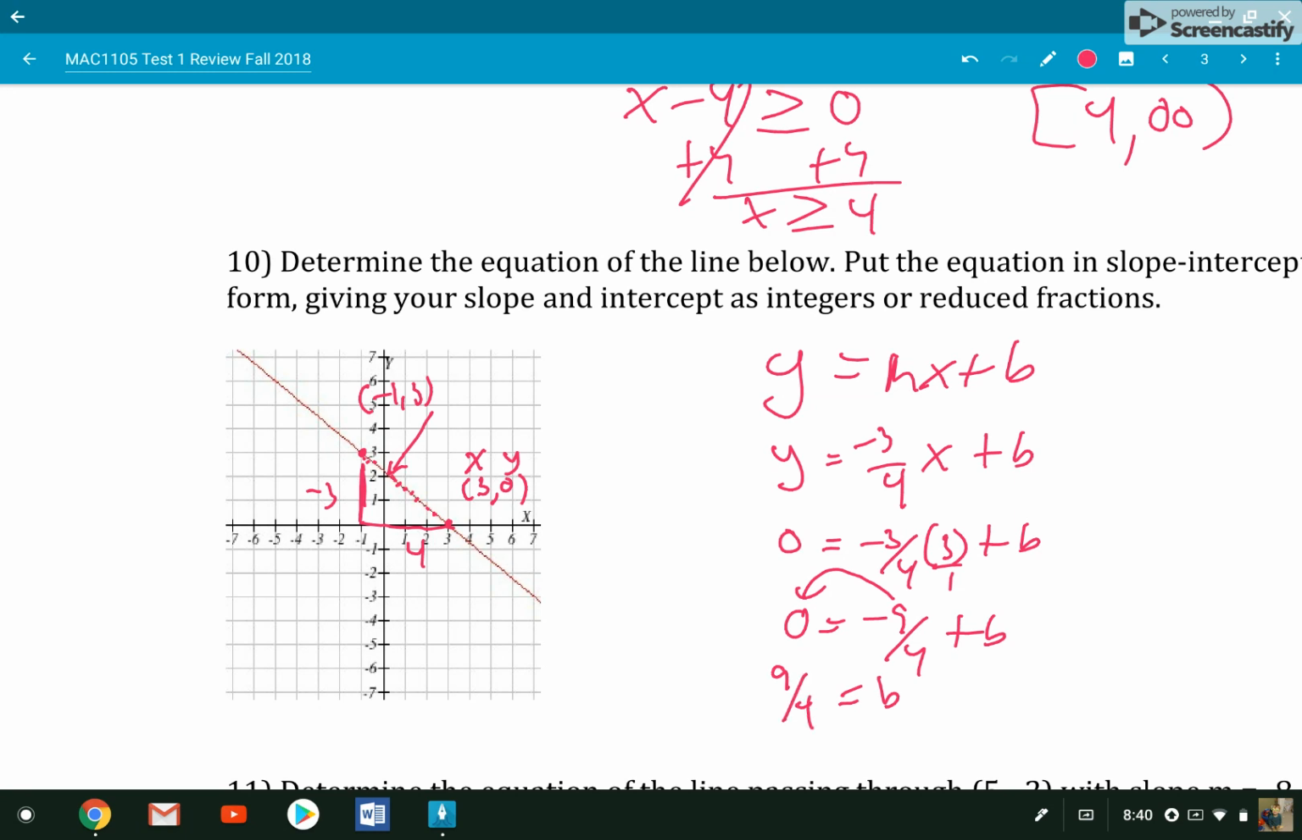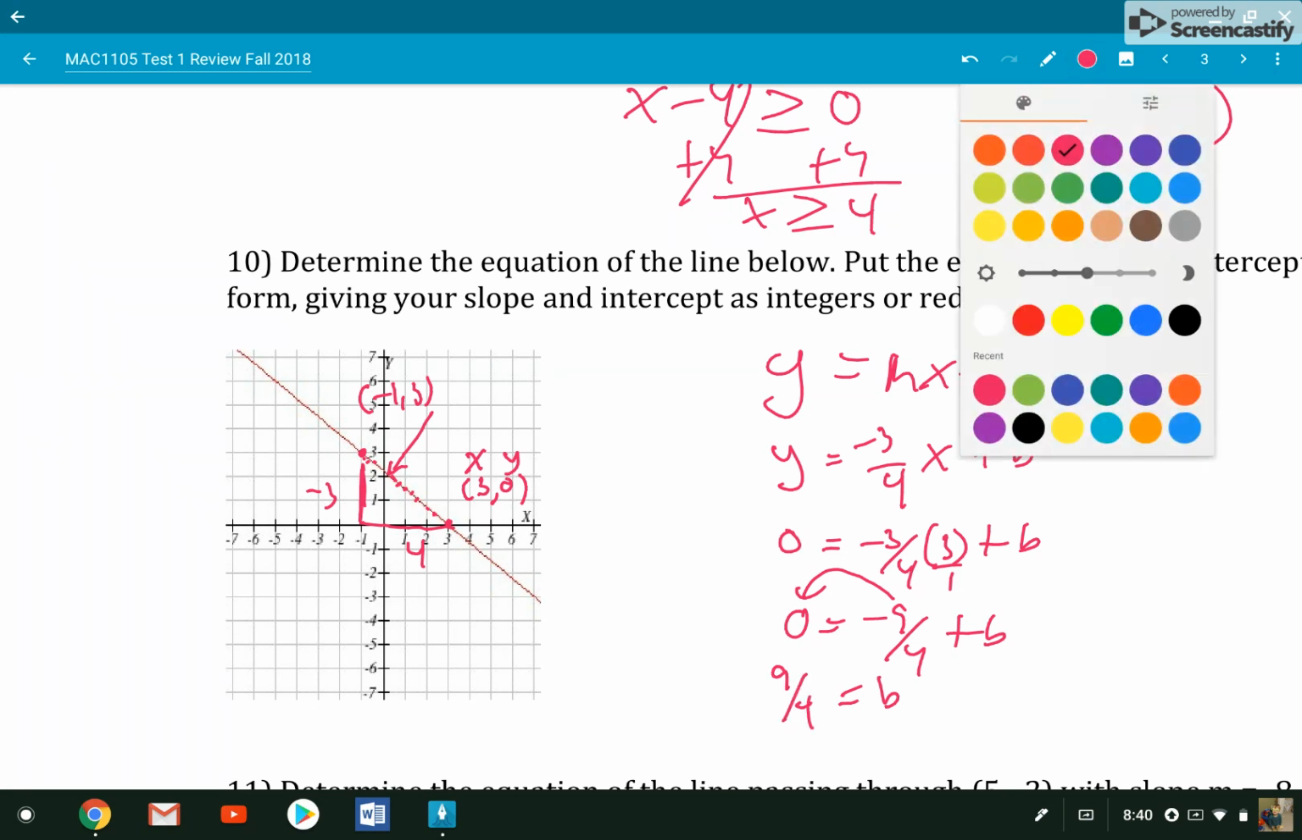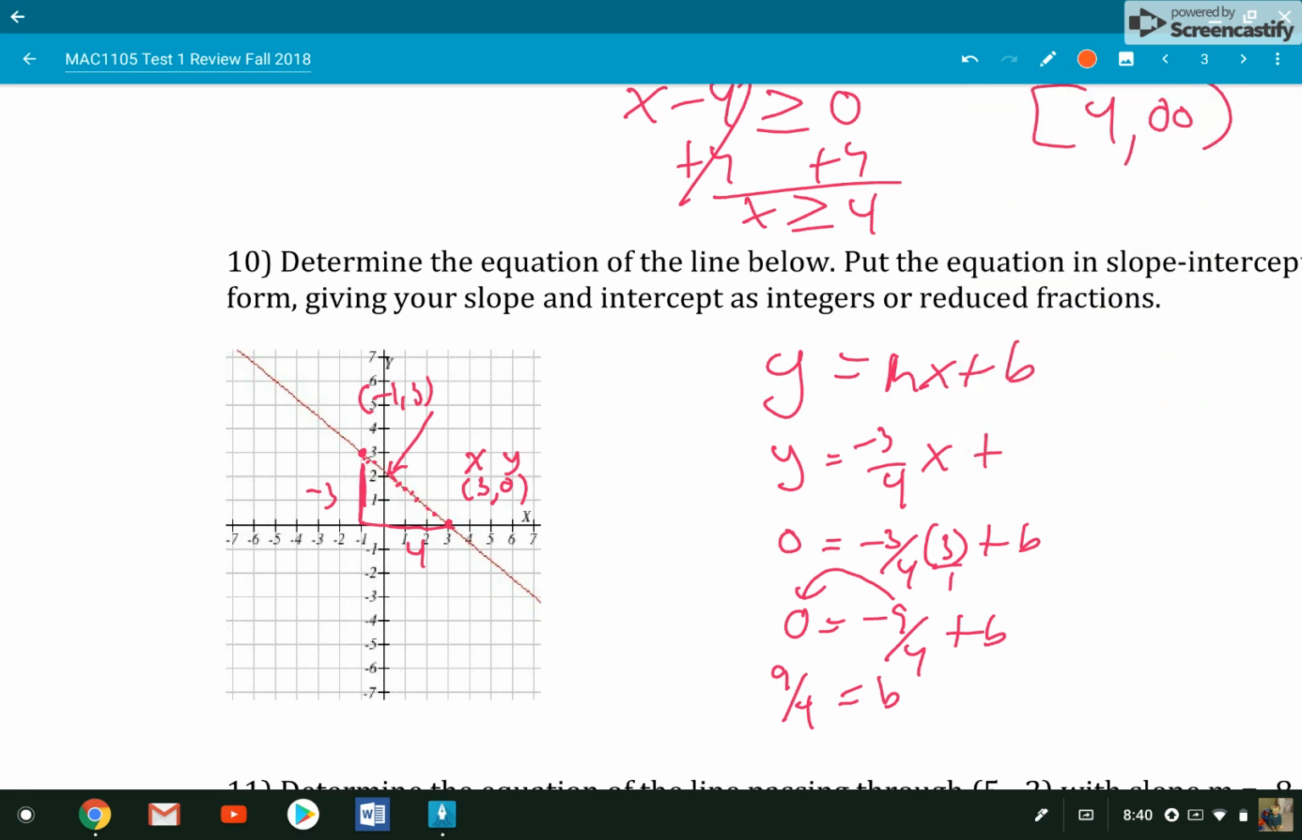And now I know that my equation of this line is y equals -3/4 x plus 9/4. Again, I've used reduced fractions here. I didn't go with any decimals.